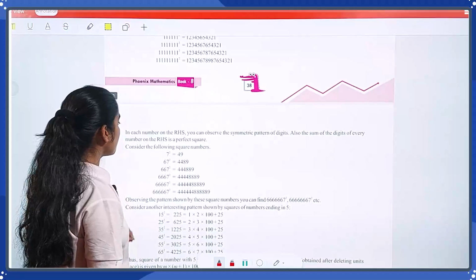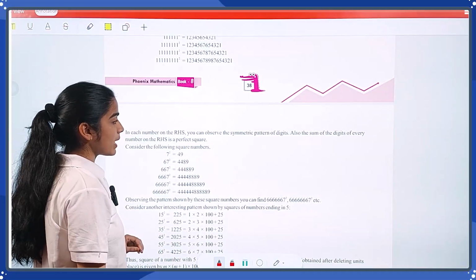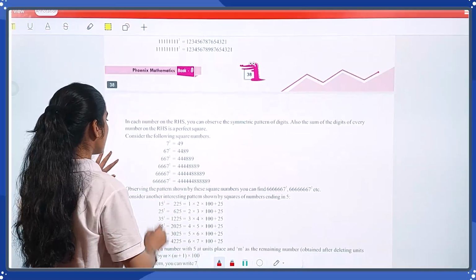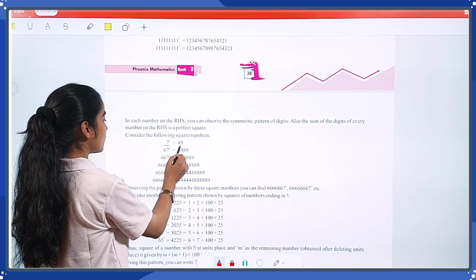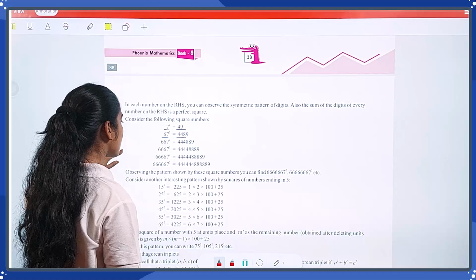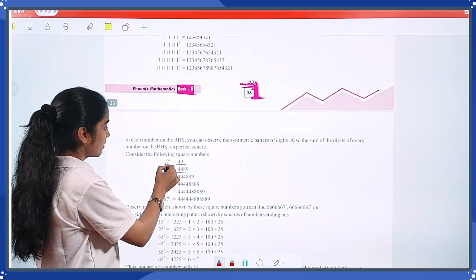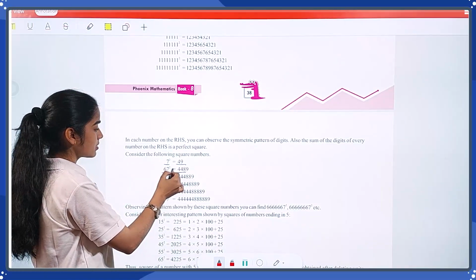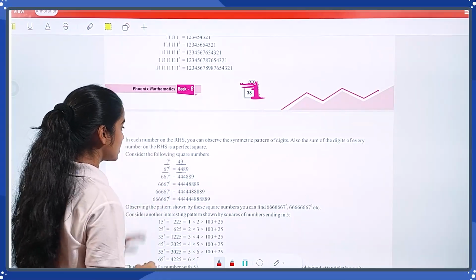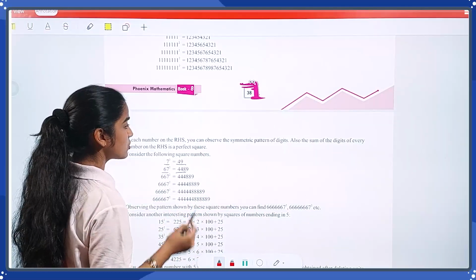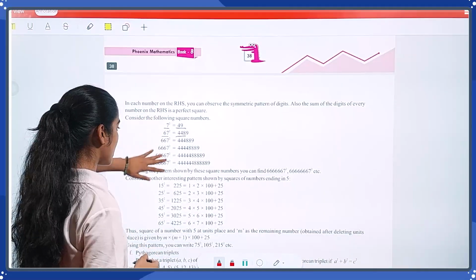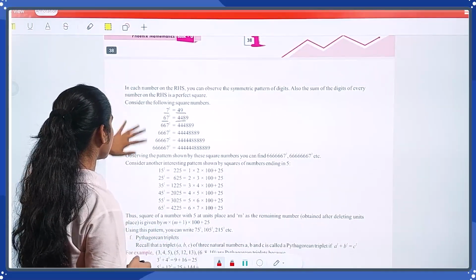In each number on the RHS, you can observe the symmetric pattern of digits. Also, the sum of digits of every number on the RHS is a perfect square. So consider the following numbers. 7 square is 49. 67 square is 4489. 667 square is 444889. In each number on the RHS, you can observe the symmetric pattern of digits. Also, the sum of digits of every number on the RHS is a perfect square.